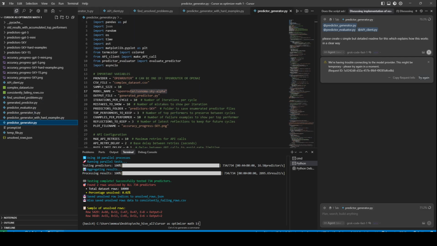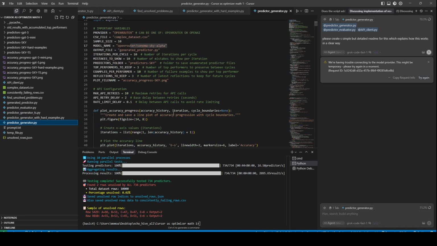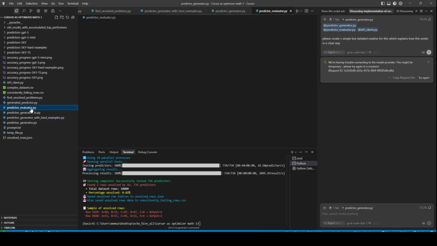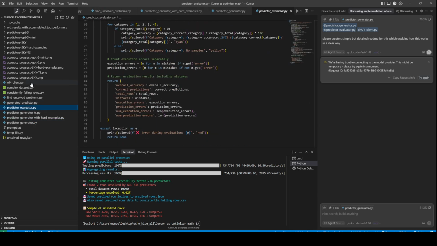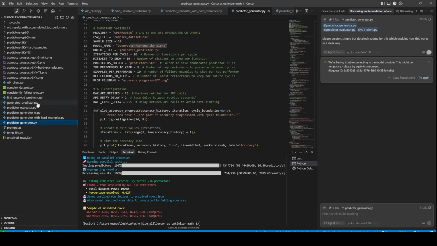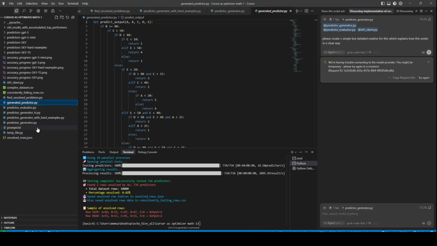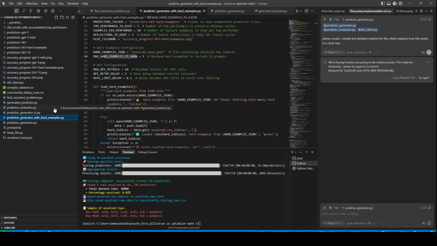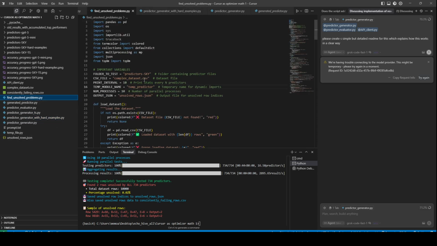But in essence, the files here are predictor generator.py, the predictor evaluator, which is the evaluator function, and the API client, which makes a call either to OpenRouter or OpenAI with your API key. So these three are really what you need to run. This predictor generator with hard examples is just an additional experiment. This find unsolved problems is actually to run the entire solution set against the data set and find if there are any rows that cannot be solved.